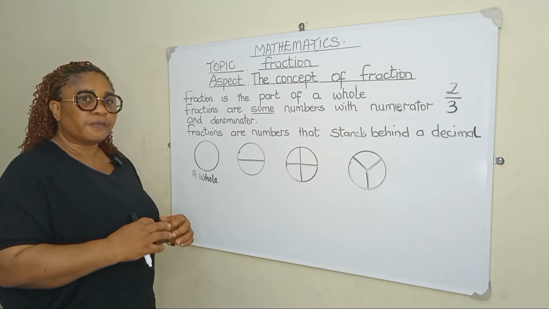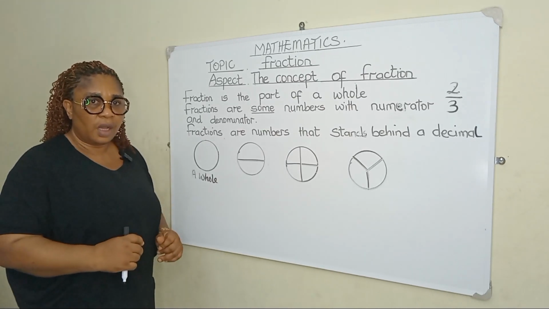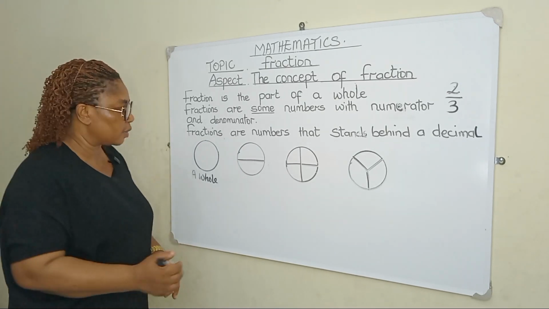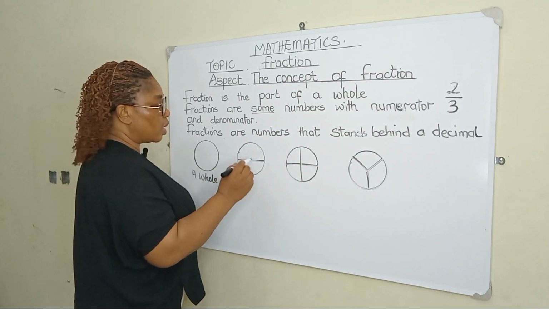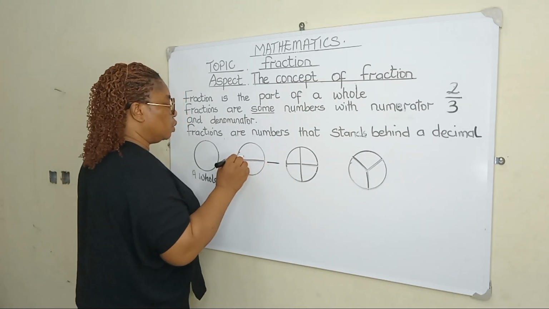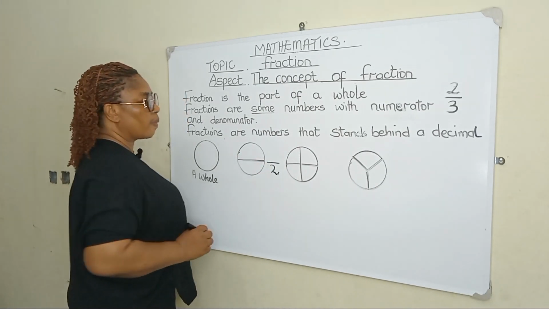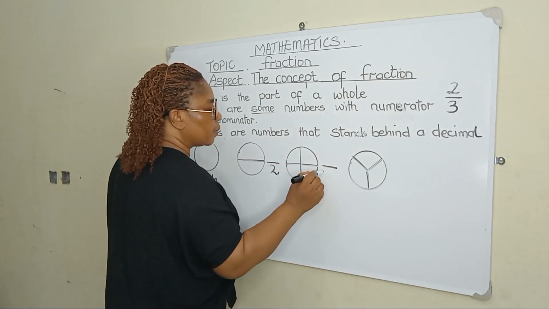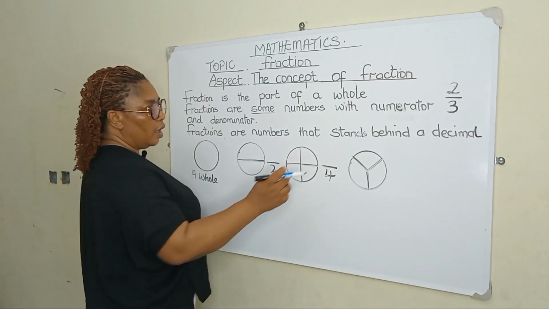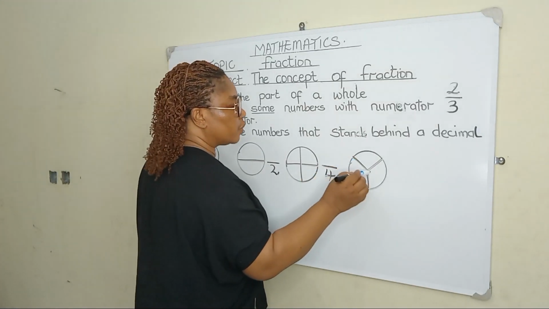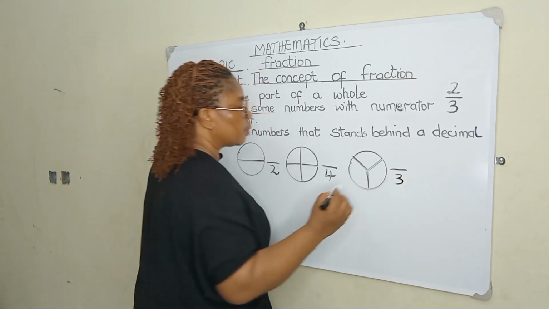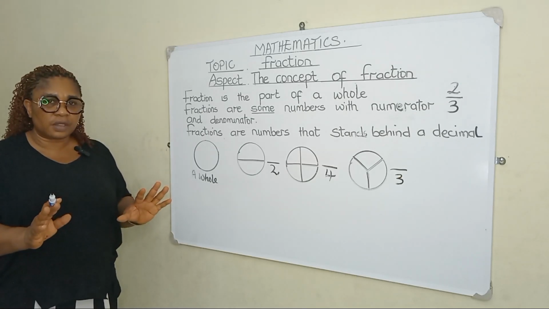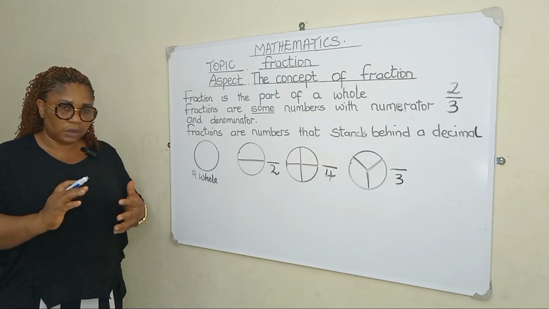So we are going to first write the whole. And where do we write the whole? We write the whole as the denominator. This one is 1, 2. This one is 1, 2, 3, 4. This one is 1, 2, 3. These are the denominators, and the denominators are representing the whole lot.